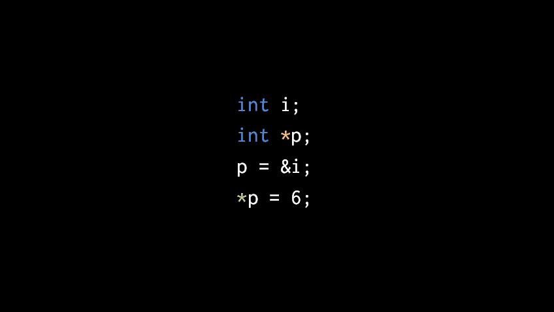A dereference expression is also actually a valid kind of L value. So here, when we assign the value 6 to the target of the dereference of p, the value is written to the location pointed to by p. In effect, we are assigning 6 to I, because we are writing the value to I's location in memory.